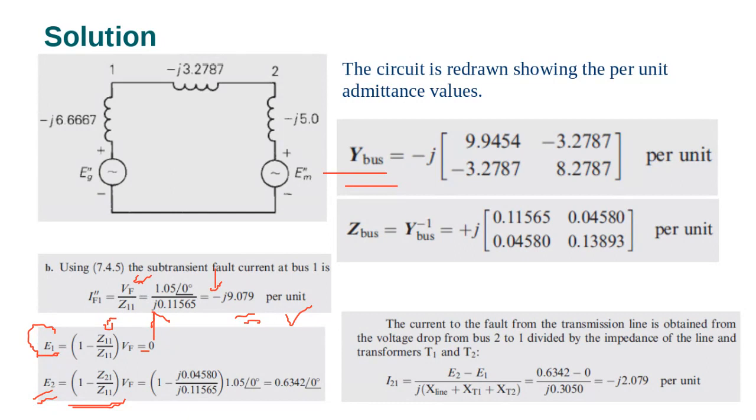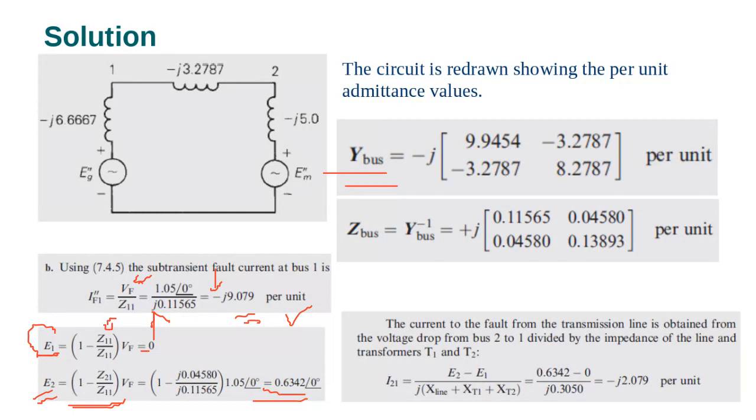Okay, so then we'll just get this one. See now E2 becomes very small. It was maybe 1 per unit, but now becomes 0.634 per unit. Becomes lower. So this is the idea that you want.